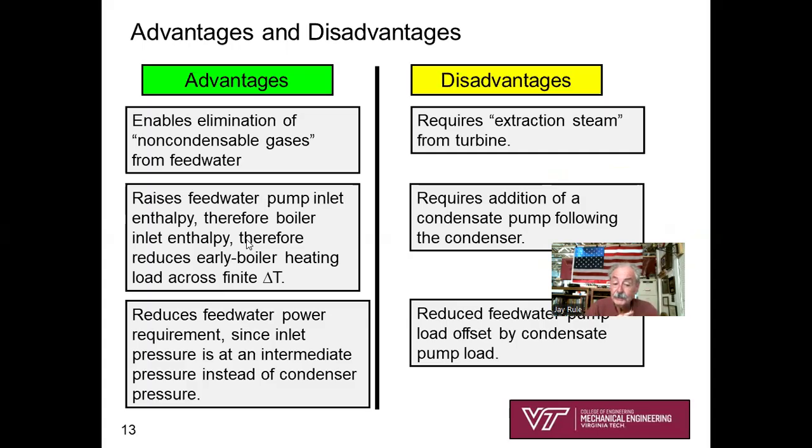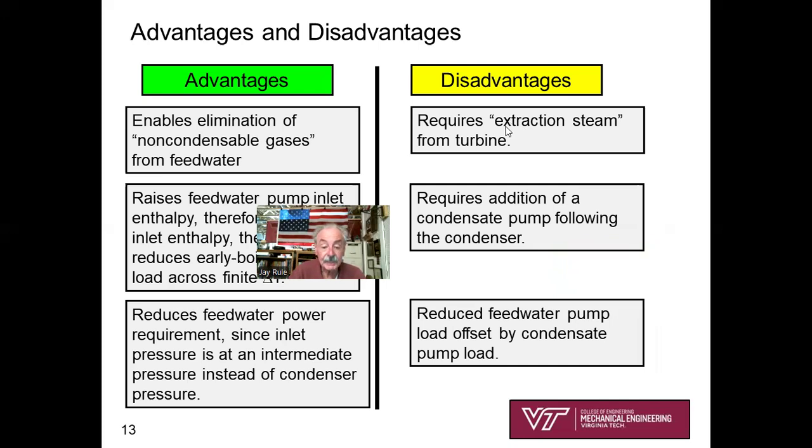And what that's going to do then is it reduces the early boiler heating load from having to heat that feed water up from a lower temperature. It starts out at a higher temperature, thus reduces the heat transfer across a finite delta T, and that's what ultimately raises the thermal efficiency of the power plant. Also, it reduces the feed water power requirement since you're coming into the feed water pump at a higher pressure than sub-atmospheric. Okay, disadvantages. It requires extraction steam from the turbine, so you're stealing a little steam away from future turbine sections.